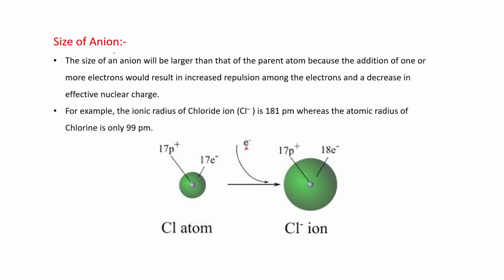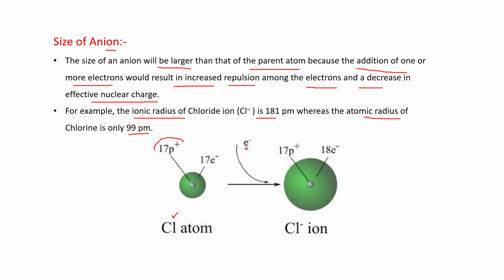Size of anion. The size of an anion will be larger than that of the parent atom because the addition of one or more electrons results in increased repulsion among the electrons and a decrease in effective nuclear charge. For example, the ionic radius of chloride ion is 181 picometer, whereas the atomic radius of chlorine is only 99 picometer. In this diagram, you can see this is a chlorine atom.